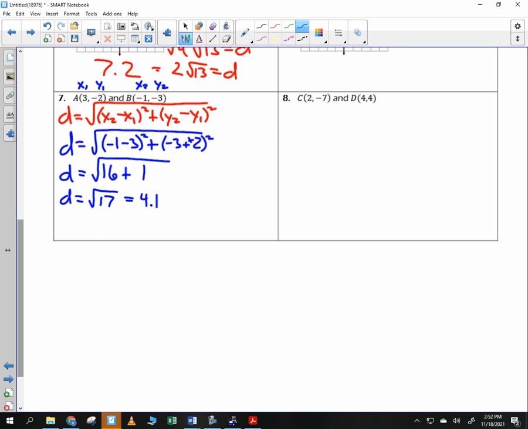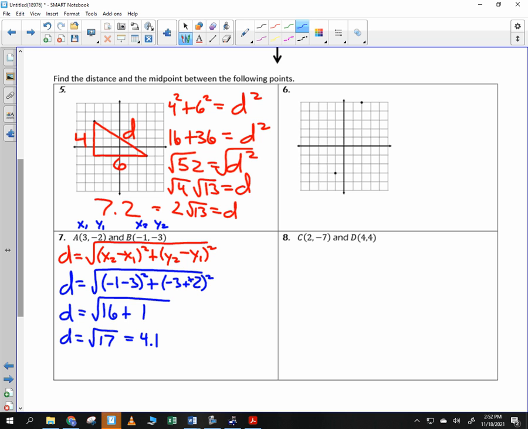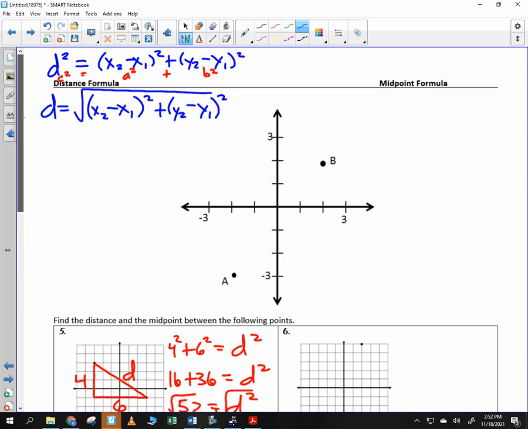So you should be able to find the distance between 2 points by looking at the graph, or you should be able to do it by using the distance formula. That's the complicated formula. Can I give you the easy one? Okay.